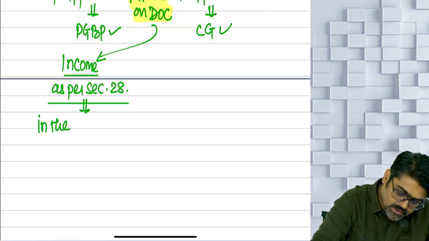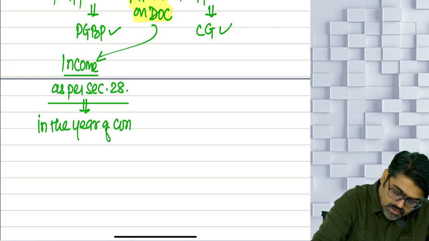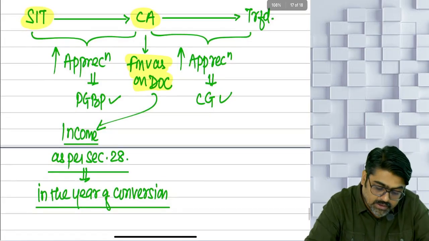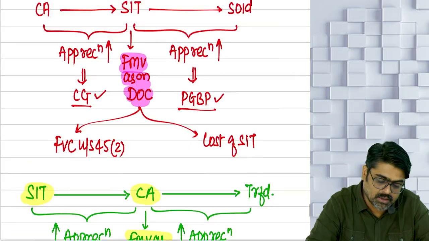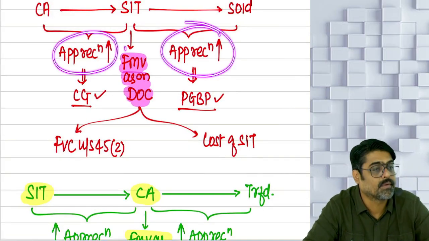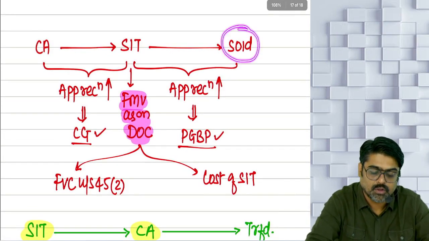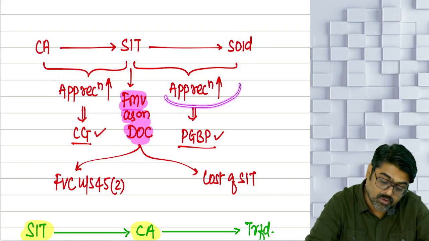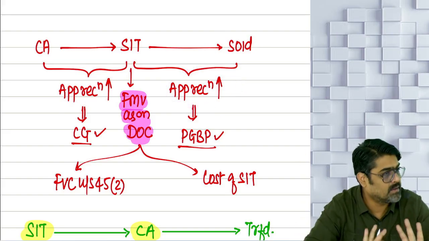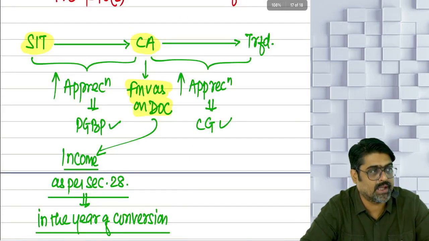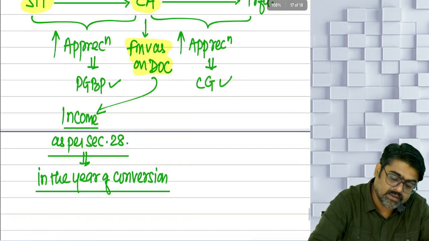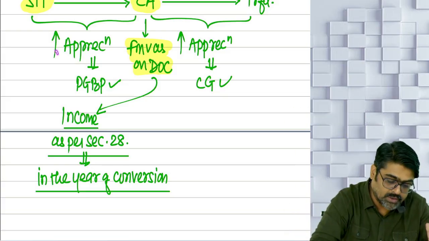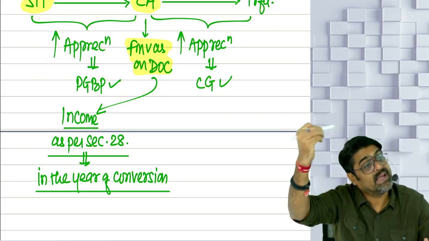In the year of conversion itself. We are not going to wait for this gain to be realized. See, earlier both the gains were taxable in which year? The year in which the stock in trade is sold. So in the year in which the stock in trade will be sold, in that year this appreciation will be taxable and also this appreciation will be taxable because it is realized in that year. Yes or no? But here, in this case, this appreciation will be taxed in the year of conversion itself. We are not going to wait for the capital asset to be transferred because actually this appreciation will be realized when the capital asset will be transferred.